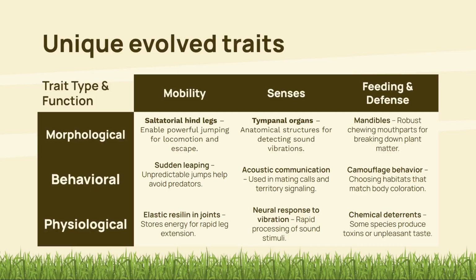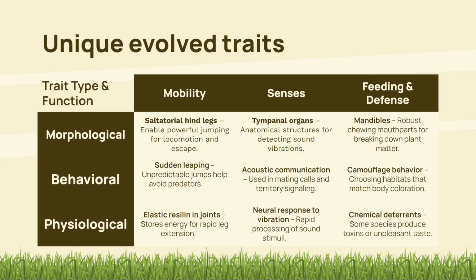So for their morphological traits, they have saltatorial hind legs, which is something common in insects, just meaning they have those large hind legs which are used for jumping. And then they also have tympanal organs, which allow them to detect sound and kind of hear better. And for their mandibles, they have those robust mandibles which help them cut down plants.